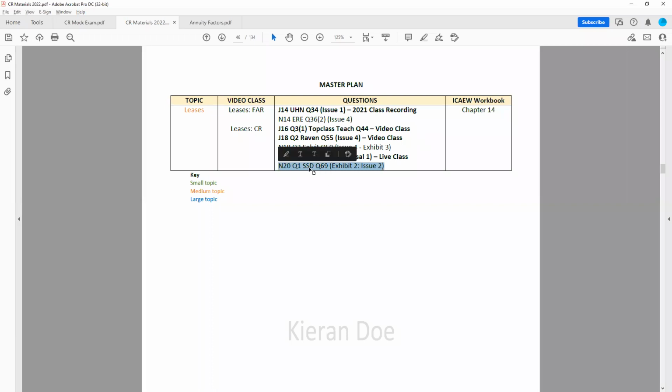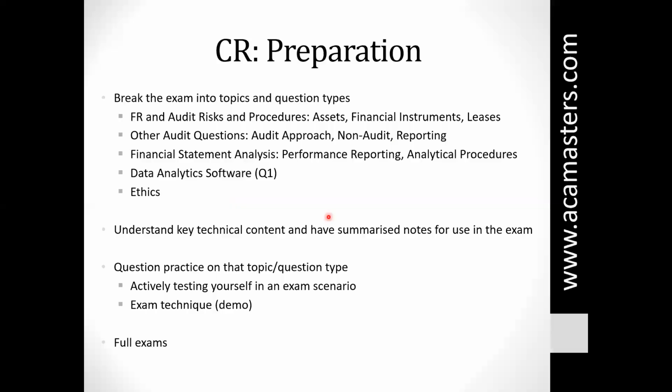Some of them had a sale and leaseback. I think that one might be a sale and leaseback. This was more one around an issue of whether it was a lease or not. I think this was a sale and leaseback. I think that was a sale and leaseback as well, as was this one. Can't quite remember off the top of my head what that one was. But again, go away and practice several questions. You don't have to do them all now. Go and do a few now and then do the others when you're going to revisit the topic again.